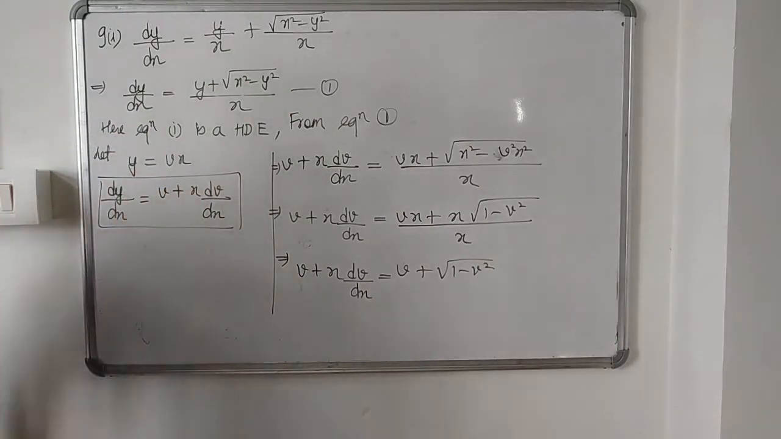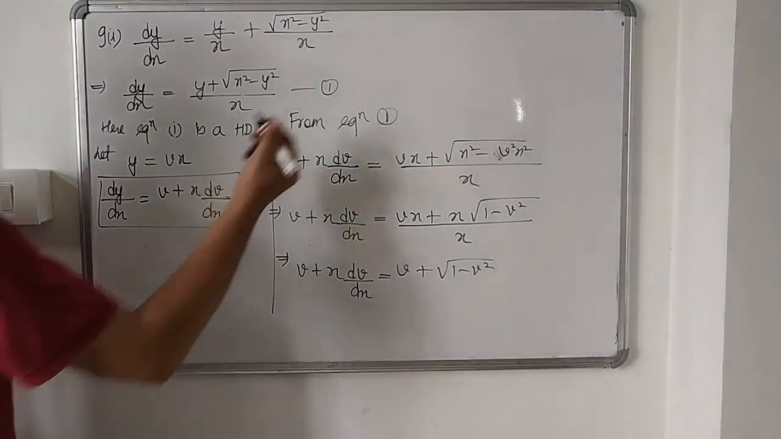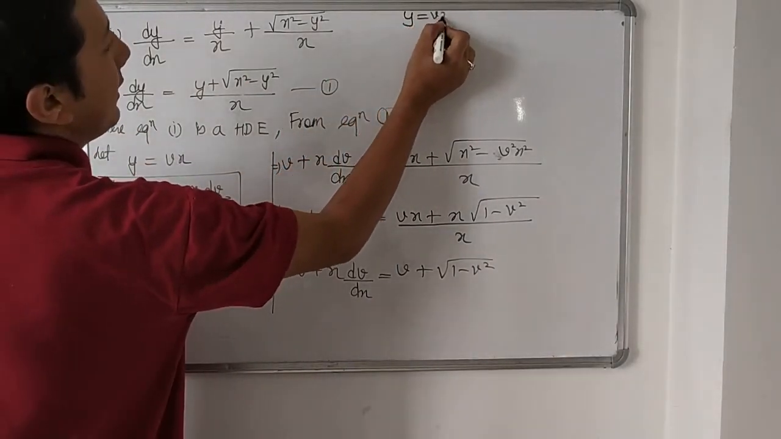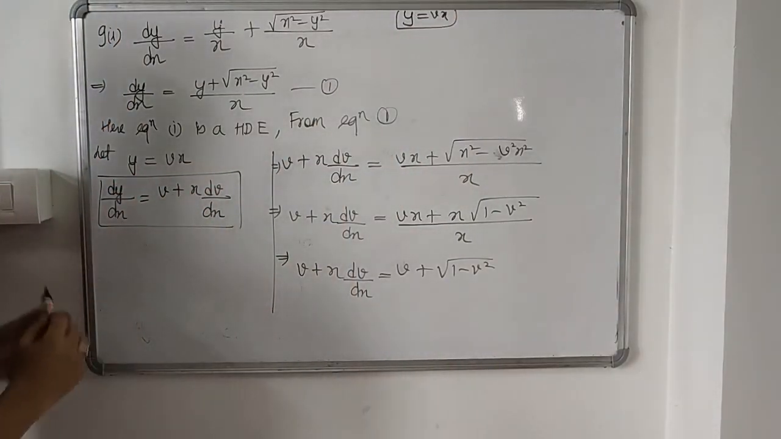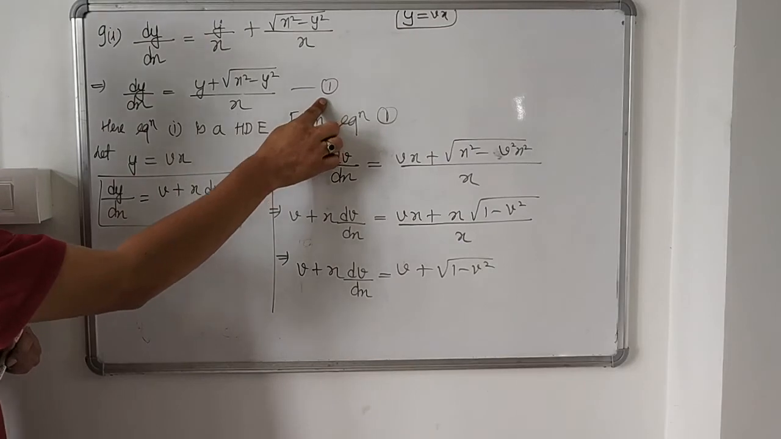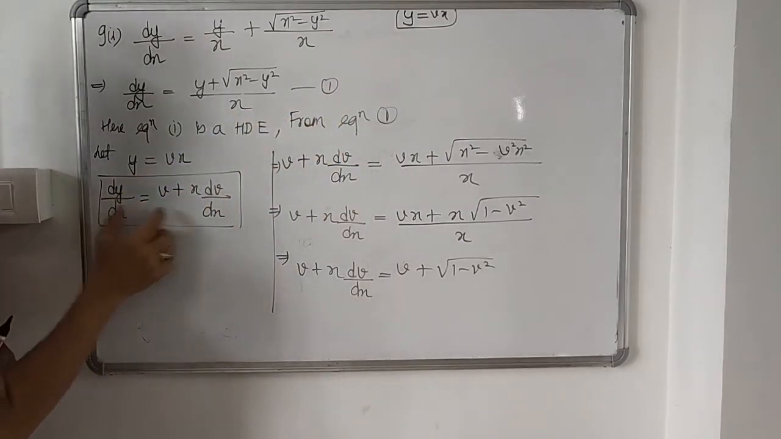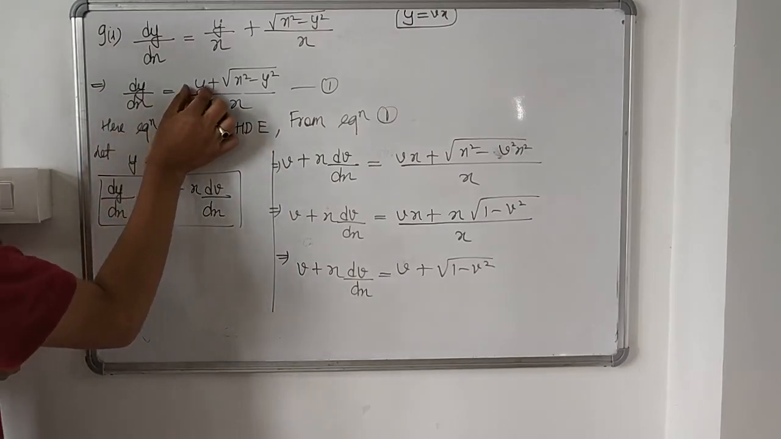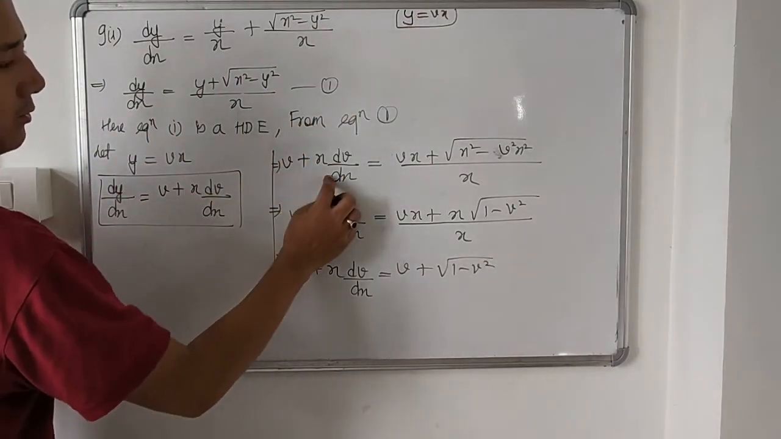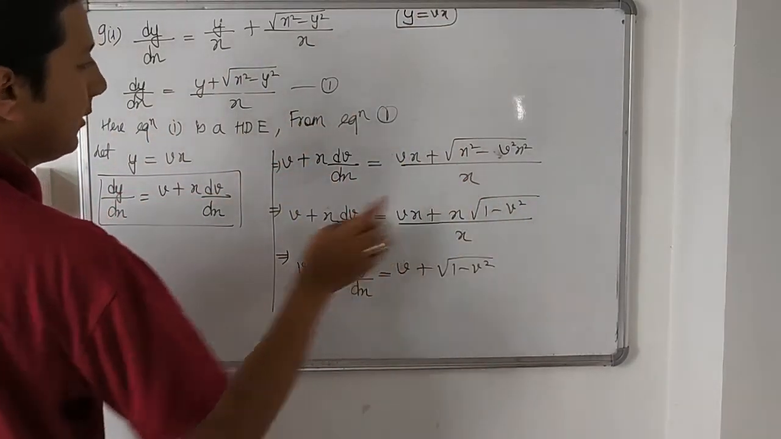Okay, once it is an HDE, the same thing: y equals Vx. So when y equals Vx, we get this. I have kept it as equation 1. Put the value for dy by dx as this in equation number 1, and wherever it is y, replace it by Vx. In doing this, you'll get this.